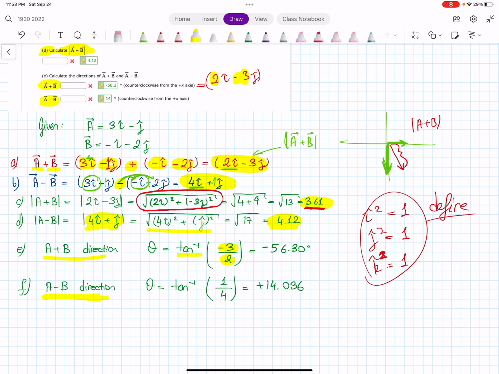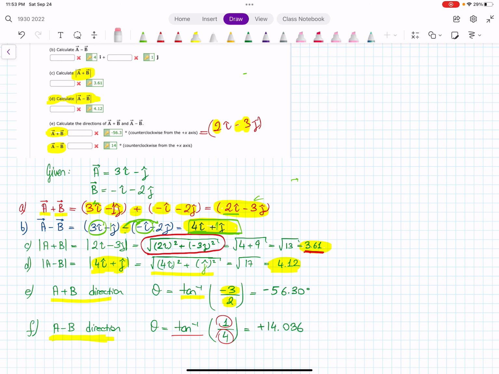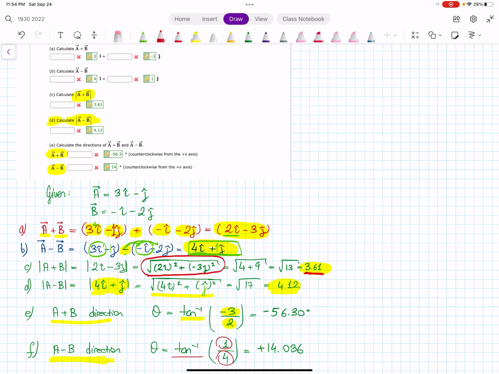And for the a minus b direction, where is a minus b? You have here 4i hat plus 1j hat, right? How do you find the angle? You take the vertical component divided by the horizontal component, then you take the arctangent of that. Are you with me so far? Everything looks good. Our answers are consistent with the solution, right? So everything is checked. We're good. We can move on.